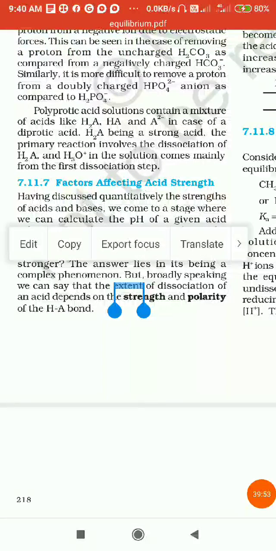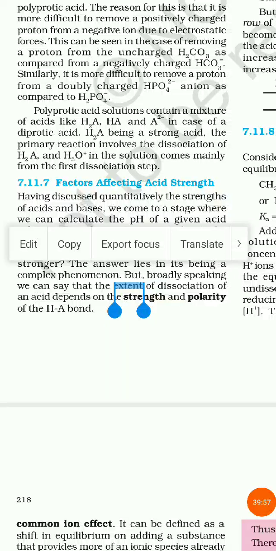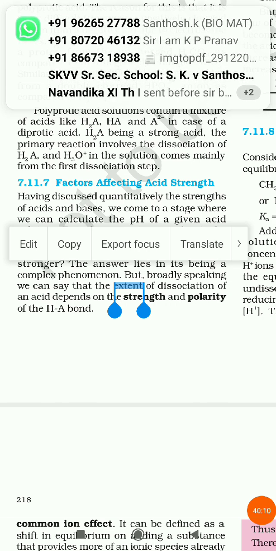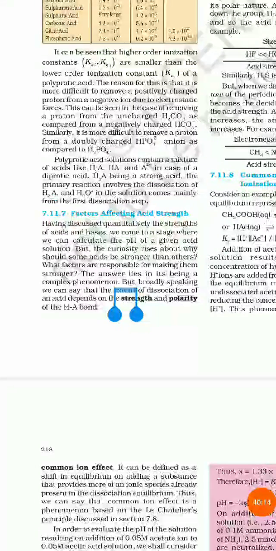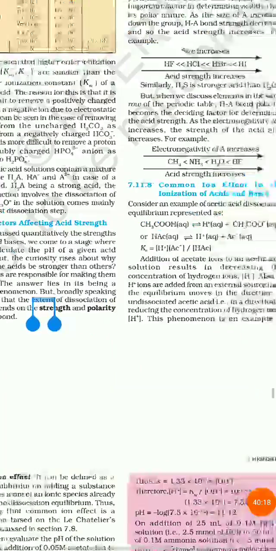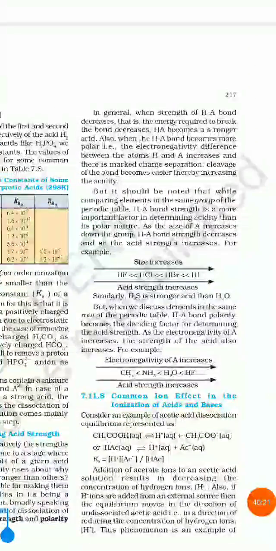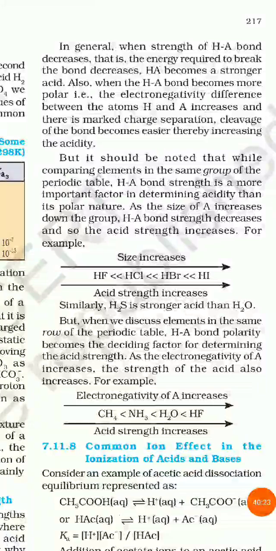The dissociation extent depends on the strength of the acid. If the strength is very high, that acid undergoes more dissociation. If the strength is less, that acid undergoes less ionization. So the strength of an acid depends only on its dissociation constant, right? The more acidic ones dissociate more.